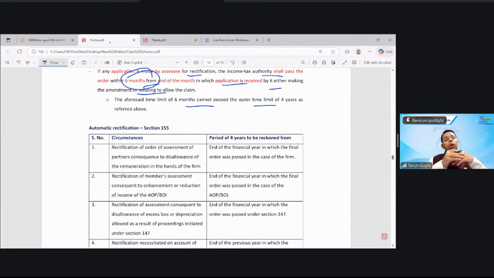Okay, so this was my rectification under section 154. Now this section 155. This is automatic rectification. What do you mean by automatic rectification? So here some circumstances are stated where you will find there is a need of rectification. I'll explain it with an example.